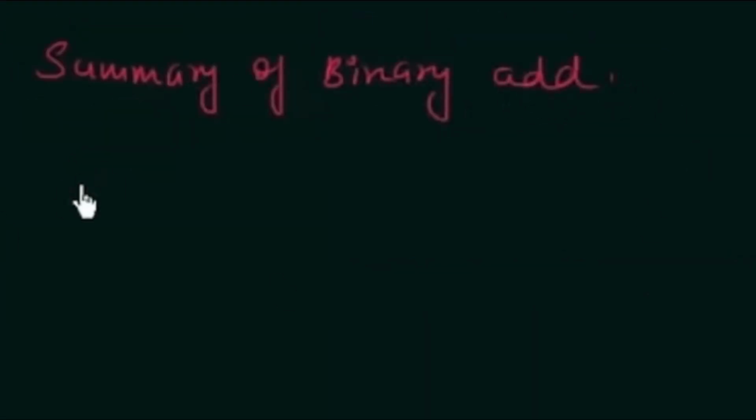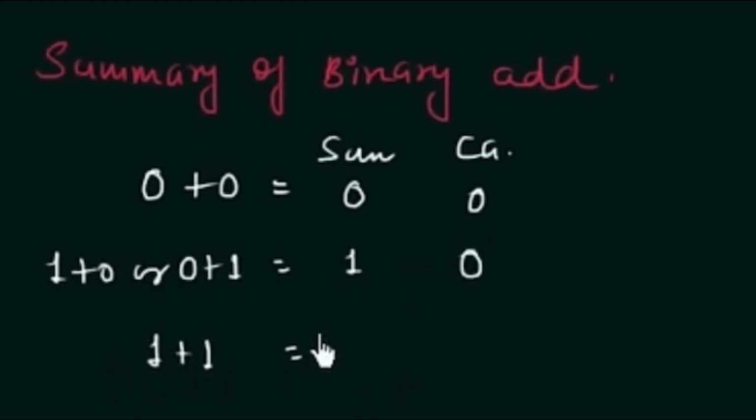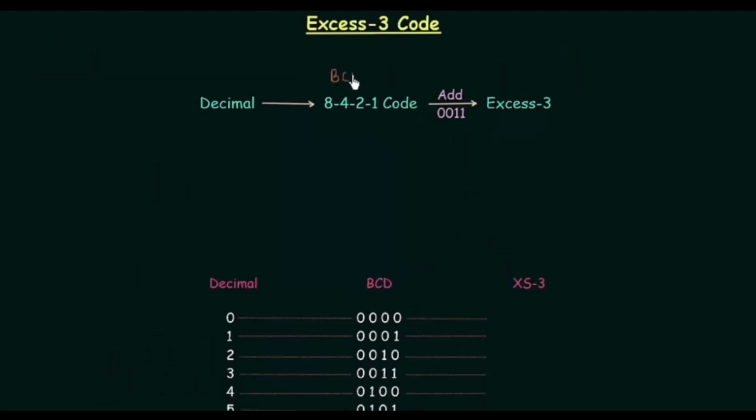Binary addition. When you add 0 and 0, sum is going to be 0 and carry is also going to be 0. When you add 1 and 0 or 0 and 1, sum is going to be 1 and carry is going to be 0. And when you add 1 and 1, sum is going to be 0 and carry is going to be 1. This is BCD code, and you already know how to convert a decimal number to BCD. Once we have the BCD code, we will add 3 to it. 0011 is 3, and the result of addition is our XS3 code.